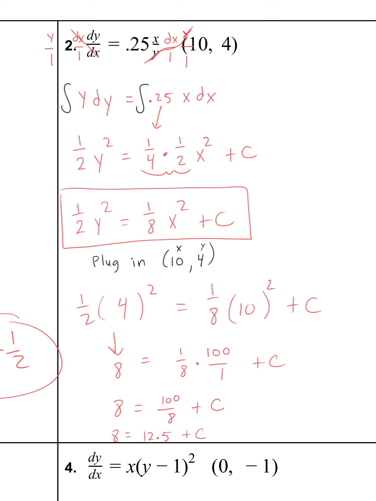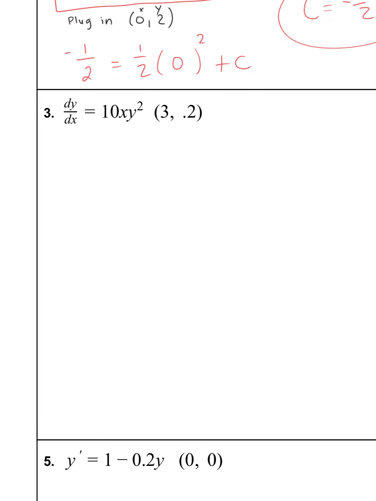And then if I subtract 12.5 from both sides, I'm going to squeeze it in here, minus 12.5, minus 12.5. Hey, c is equal to negative 4.5. And there's your c value. Okay, let's go on to number 3.